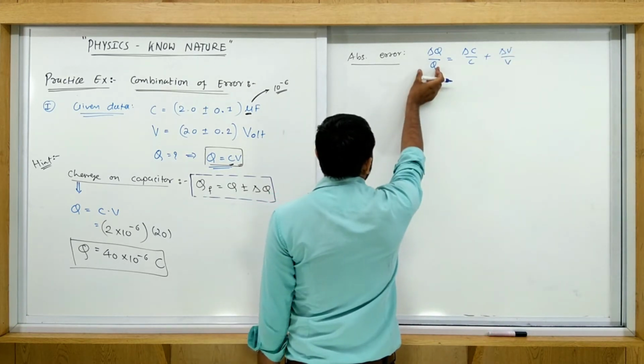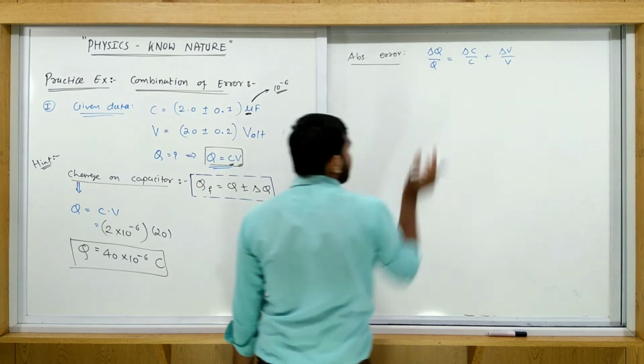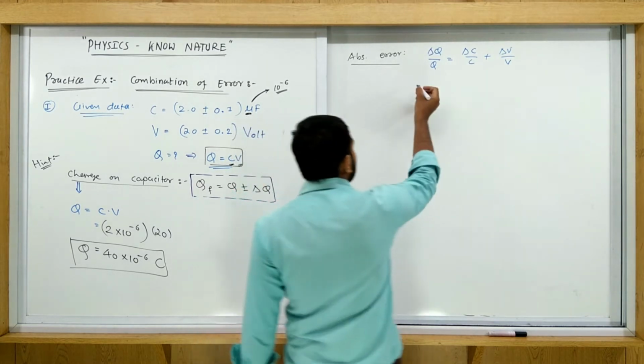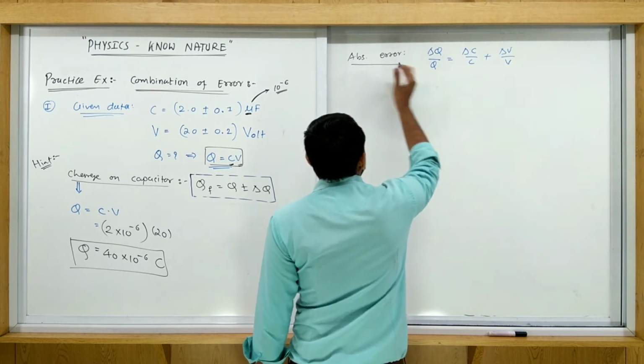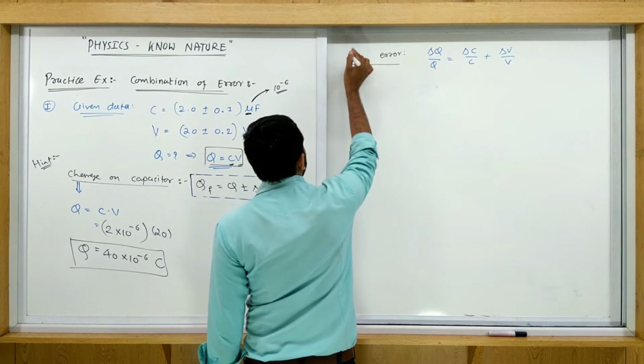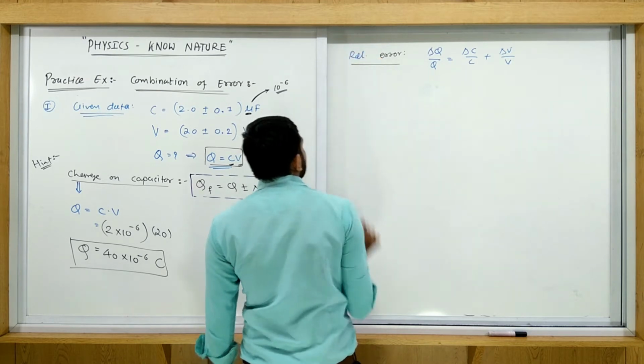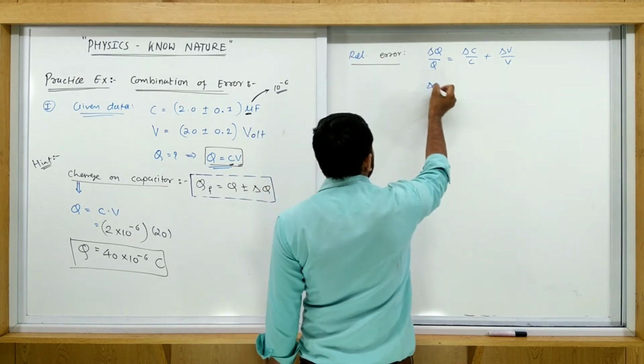What is delta Q upon Q? That is the relative error. Find delta Q from here. Sorry, let's first find the relative error directly, then we will go through the rest. So the relative error is delta Q upon Q.